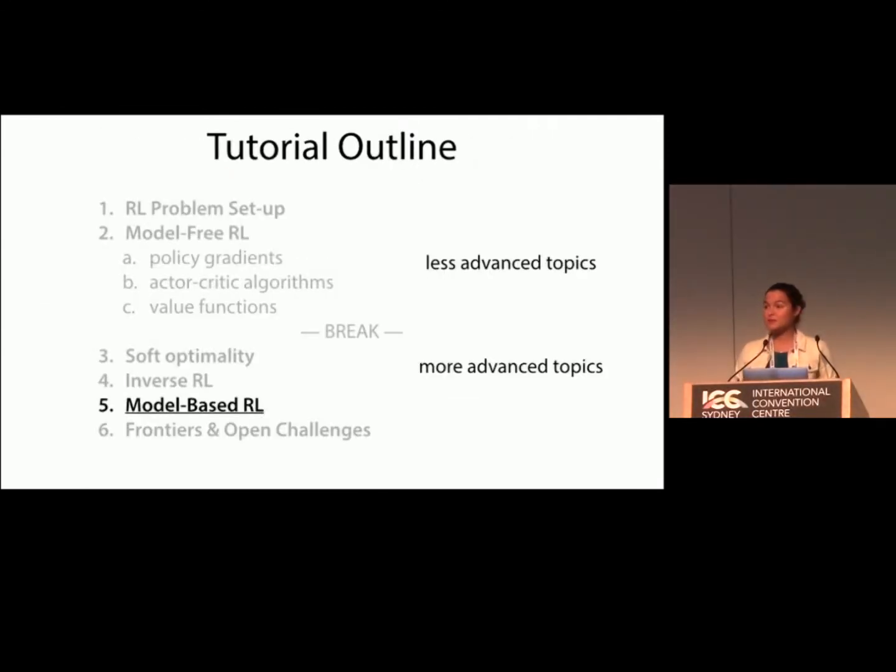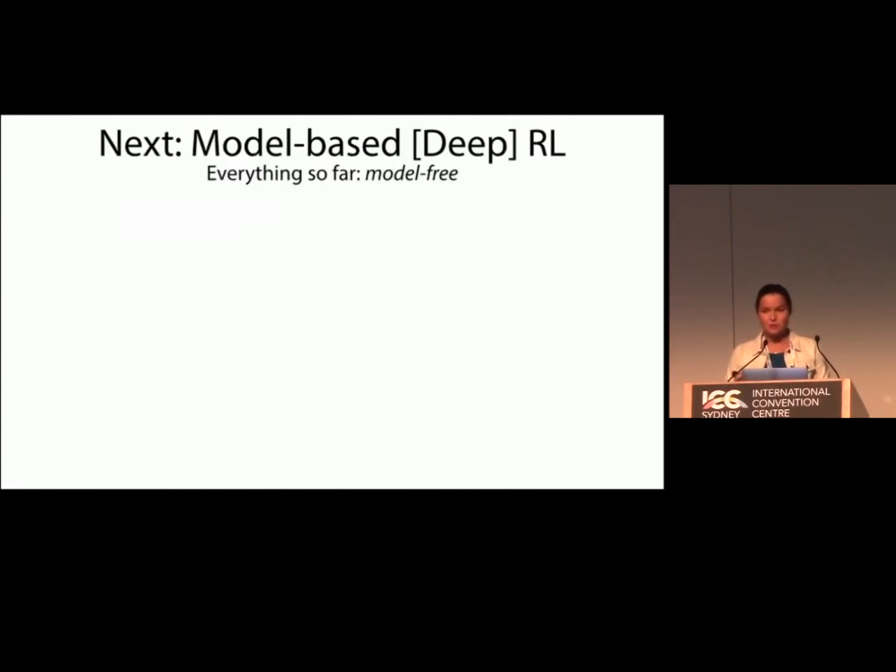Okay, so that's the end of inverse reinforcement learning. Next, I'm going to be talking about model-based reinforcement learning. So everything that we've talked about so far is what's considered model-free reinforcement learning, in that it doesn't involve trying to learn the dynamics model. And so the key idea behind model-based reinforcement learning is to learn a model of the environment, trying to learn the dynamics model.